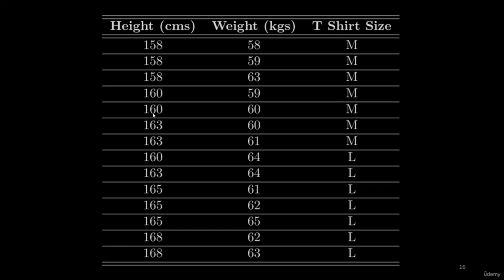Now, these are the heights of the customer and these are the weights of the customer. Based on the height and weight of the customer, we will decide the size of the t-shirt. For instance, if the height of the customer is 158 centimeter and weight is 58 kilograms, then we will assign a medium size t-shirt to that customer. Similarly, if the height of the customer is 160 centimeter and the weight is 64 kilograms, in that case, we will recommend the large size t-shirt to the customer. So this is the t-shirt dataset. Based on the height and weight of the customer, we recommend the size of the t-shirt.